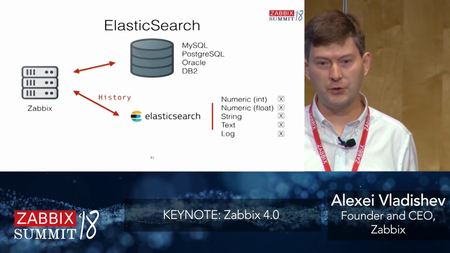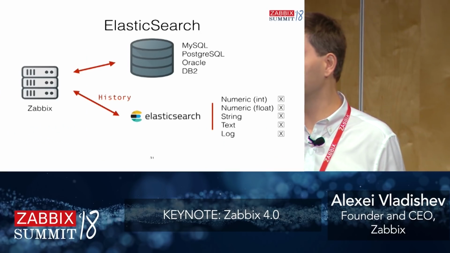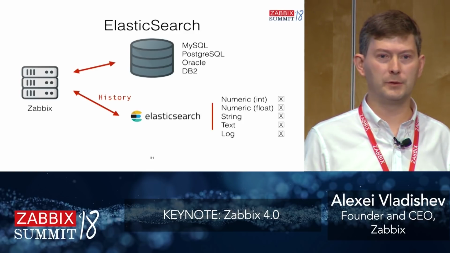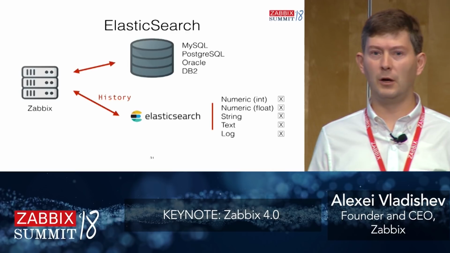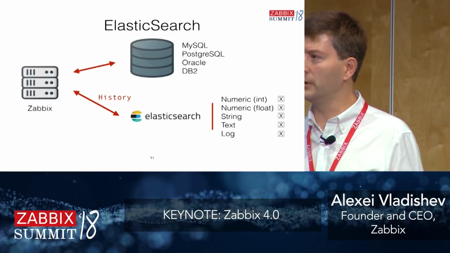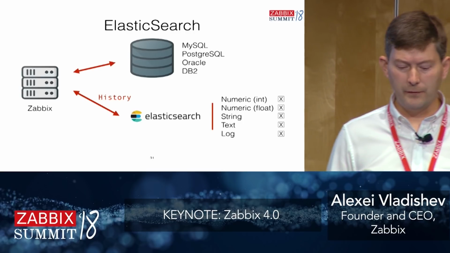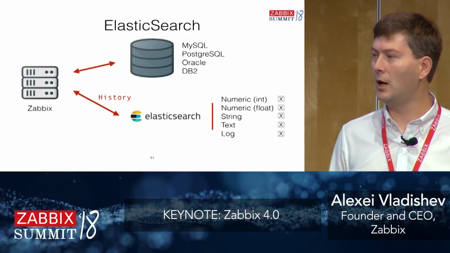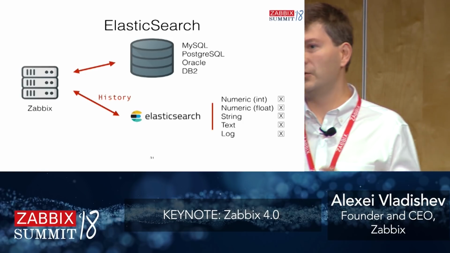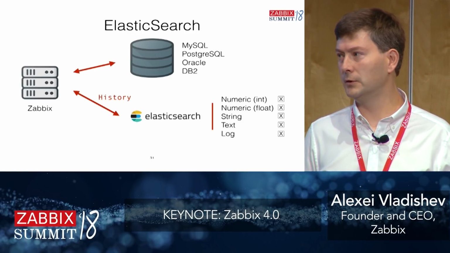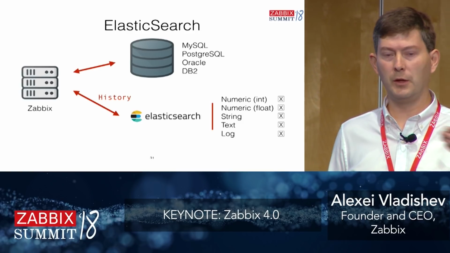So in later releases of 3.4, we introduced experimental support of Elasticsearch. And I have to say that support of Elasticsearch is still experimental. Yeah, it is still an experimental feature. So use at your own risk. We are still thinking whether it is a good backend or not a good backend for Zabbix. But if we enable support of Elasticsearch, it would allow us to keep historical data in Elasticsearch. So instead of keeping it in a SQL database, you keep it in Elasticsearch.